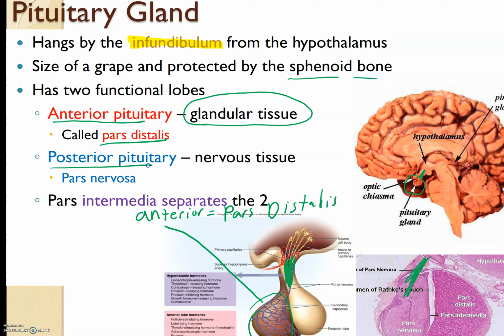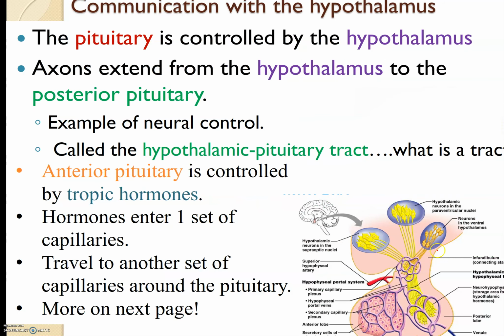Now, the posterior pituitary develops from nervous tissue, so it's called the pars nervosa. So this looks like white matter there. This, we're going to see glandular tissue 5 billion times today. So the posterior pituitary is the pars nervosa. The pars intermedia separates the two. So this would be the pars intermedia, right there separating the two. So we have our pituitary gland. It's attached by the infundibulum, right there. Well, this would be the infundibulum, ending about there.